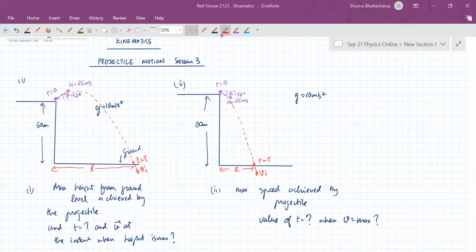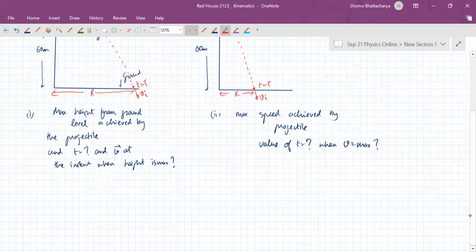Adinath, you have got the time correct, but the maximum height that you've got is from the projection point. Whereas in the diagram, the question is clearly labeled that we are asking for the maximum height from the ground level. So you have to just add this 60-meter height. That will give you the correct answer as per the question. I hope the point is clear, Adinath.